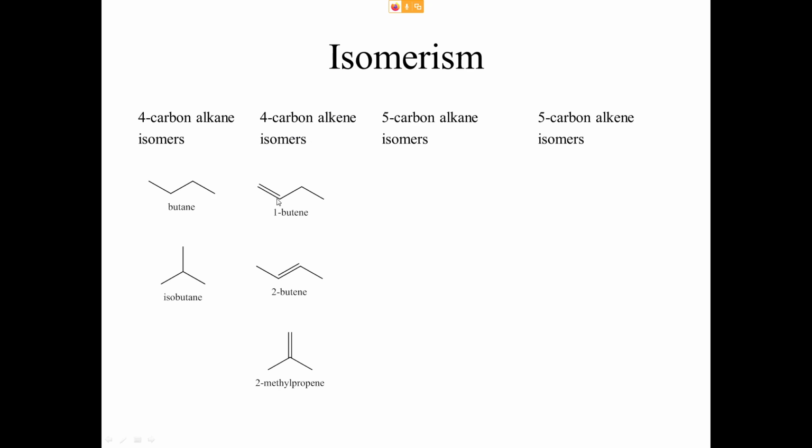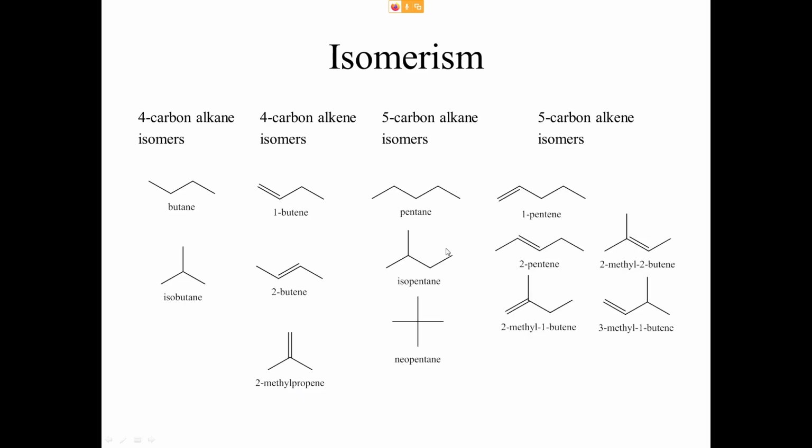I can put 4 in a row, or 3 in a row and branch it, but the 4 in a row has 2 options. I can put the double bond on the end or in the middle. So I want to do every possible option. These are all the isomers I can do, and they each need unique names.